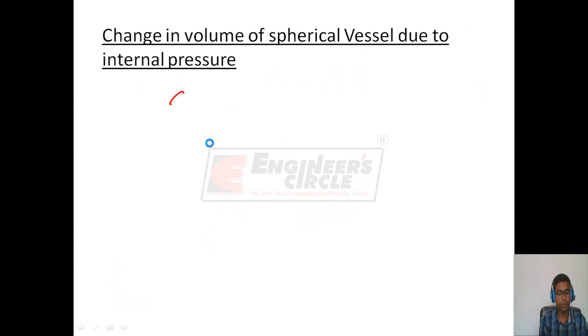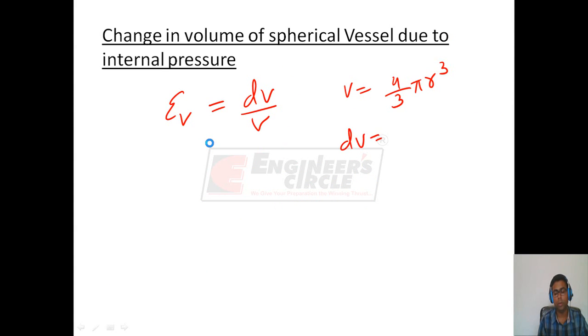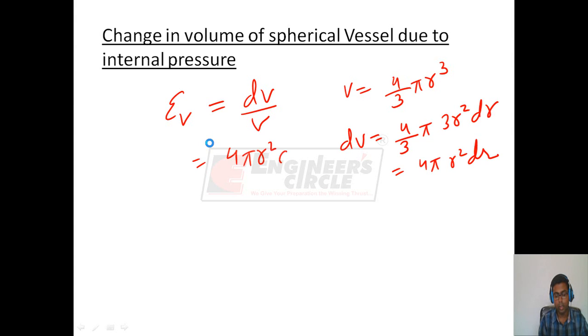Now the change in volume of a spherical pressure vessel due to internal pressure. We have learned that the volumetric strain is given by change in volume upon original volume. The volume of a sphere is 4 by 3 into pi r cube. Therefore the differential change in volume will be 4 by 3 pi into 3 r square dr, which is 4 pi r square dr. So we can write this as 4 pi r square dr divided by 4 by 3 pi r cube, which is the original volume.